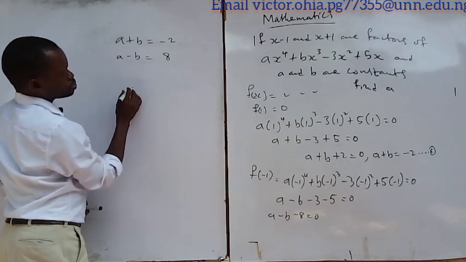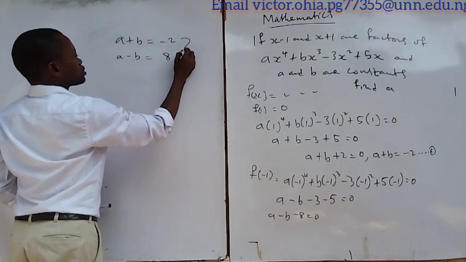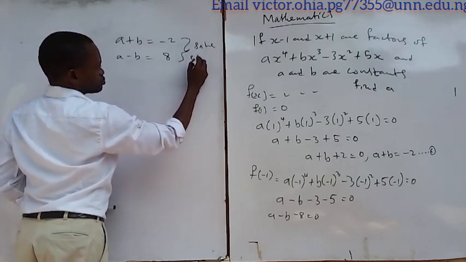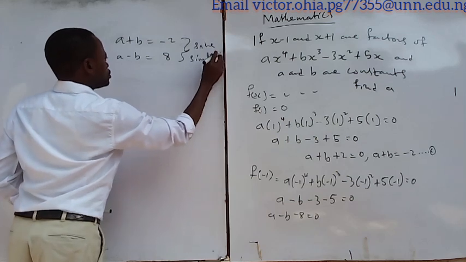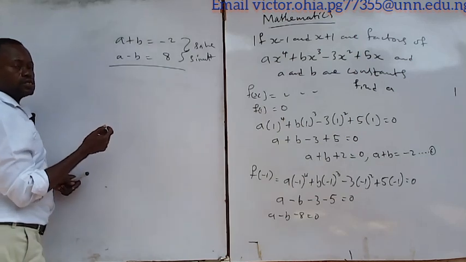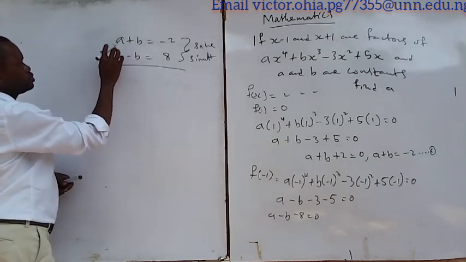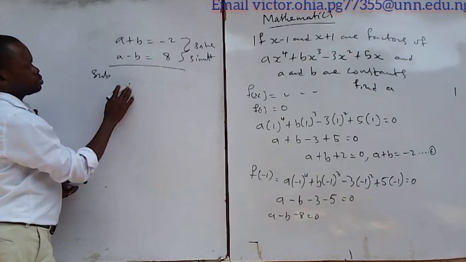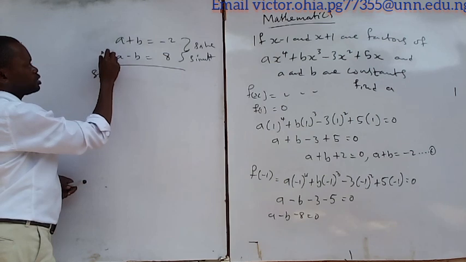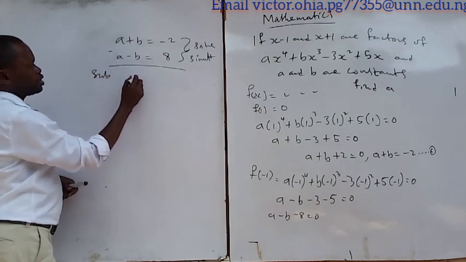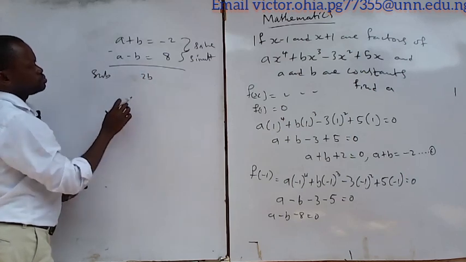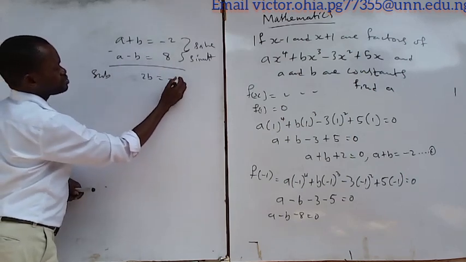So I'm going to solve them simultaneously. Though we are not explaining simultaneous equations, what we do here is we subtract equation 1 and 2, because when we do that, we can eliminate a. If we subtract equation 1 and 2, minus into minus will give plus here. So I'm going to be having plus 2b equals, this is minus 10.